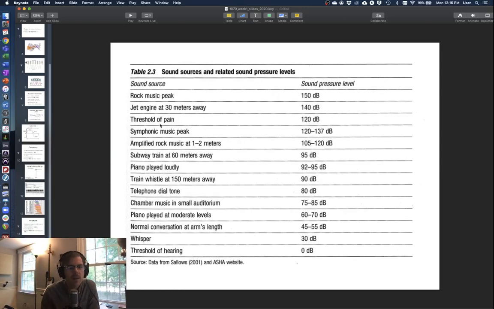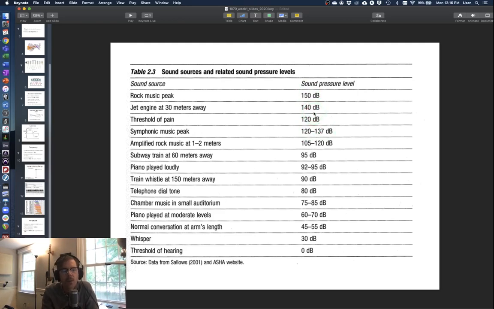And this slide shows us a bit of how to reference that scale. So if our threshold of hearing is 0, listening to pleasant chamber music is about 80 decibels. A train whistle, 90 decibels. A loud piano and so on. So that's kind of a comfortable sound realm, okay? Once we get up into these higher ranges, we get closer to the threshold of pain, and this is where damage can occur in your eardrums.